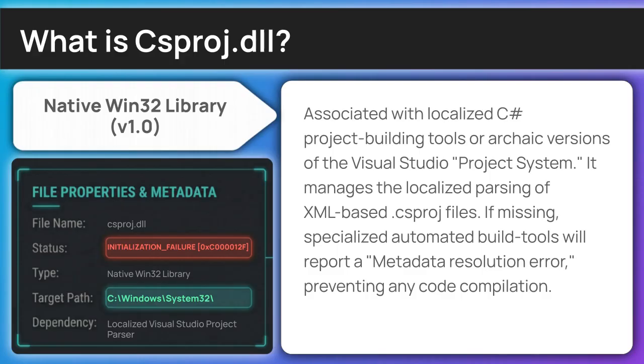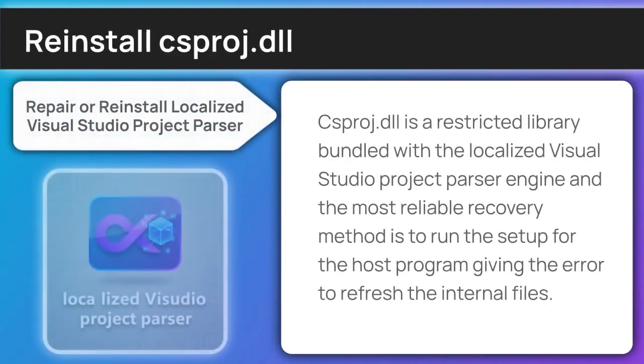Let's get to work. We'll start with the most common fix for this specific error. Csproj is a restricted library bundled with the Localized Visual Studio project parser engine, and the most reliable recovery method is to run the setup for the host program, giving the error to refresh the internal files.